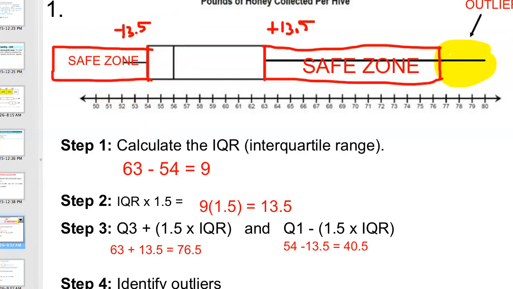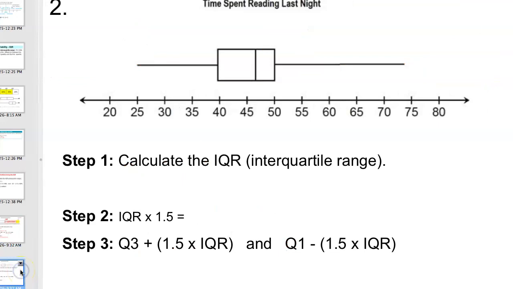So I'm going to go down here and it says identify outliers. There is at least one high outlier, and that would be my maximum value at 80. So I know there's at least one outlier in this data set. Okay, let's try a few more so that you get the hang of it.